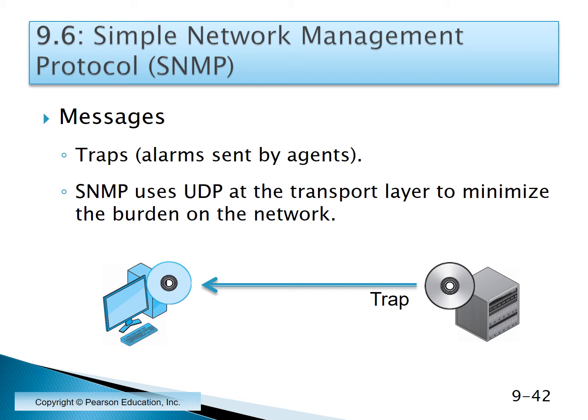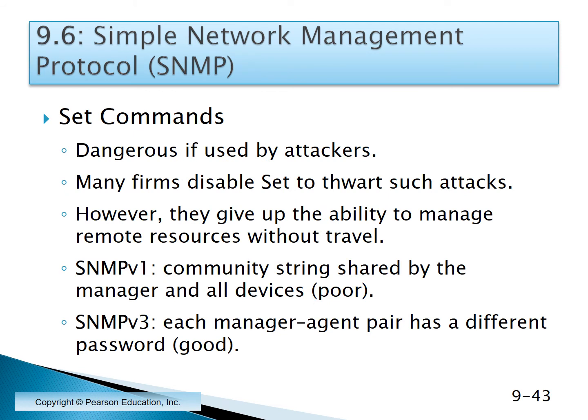SNMP uses UDP as a transport layer to minimize the burden on the network. Because there are many of these messages sent between the manager and the agent, if they used TCP, that would generate a lot of overhead. That's why SNMP is designed to use UDP to minimize the network traffic. The get command is used to get the information, and as we said, the set command is used to change some of the parameters of your managed device.